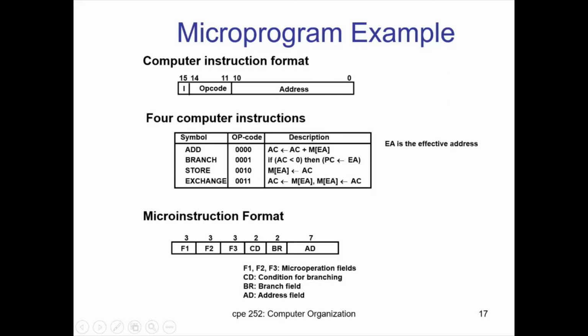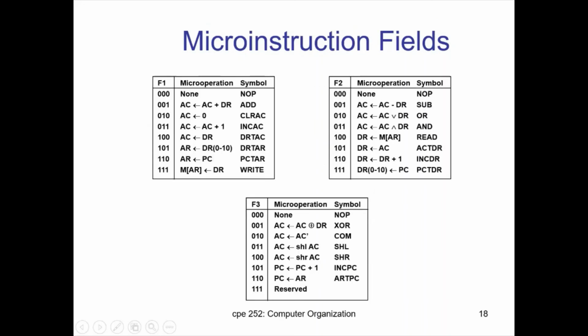The micro instruction format has different locations and different registers: a 7-bit address register, bit register 2, and CD1, and the functions F1, F2, F3 each have 3 bits. This is also a 16-bit register. So there is the branch field, address field, conditional branching, and functions, which are micro operations. This is called the instruction set of the micro instruction format.